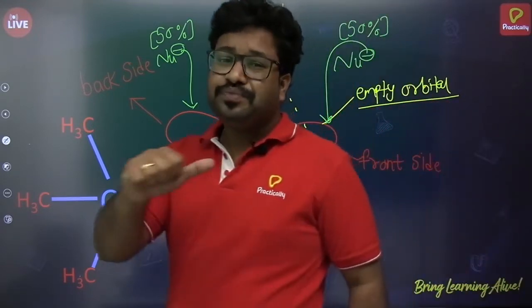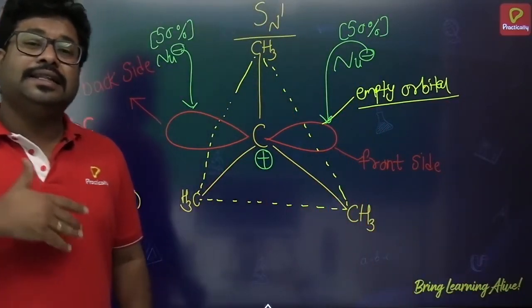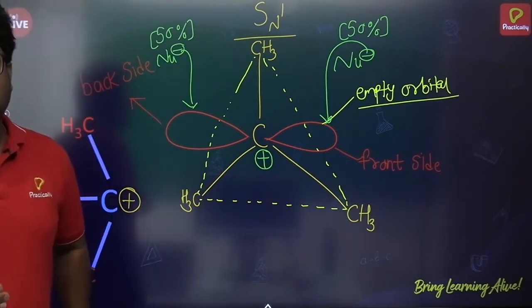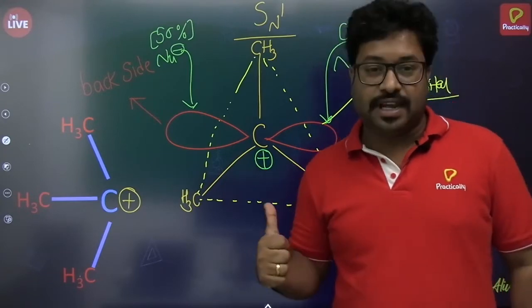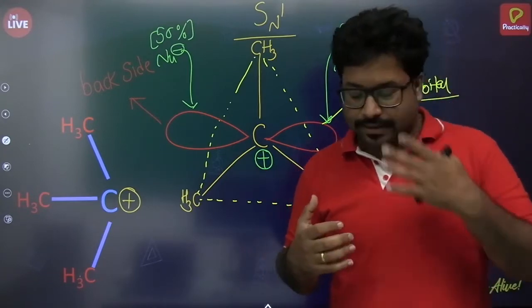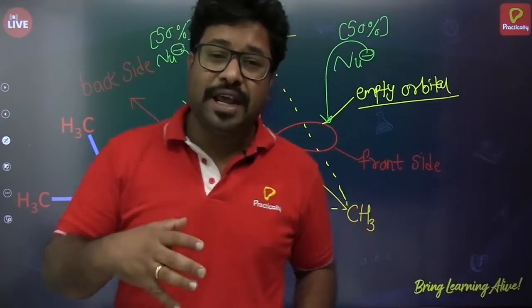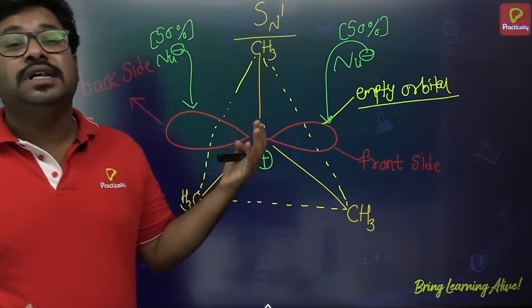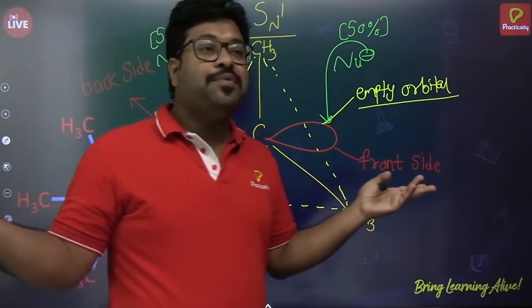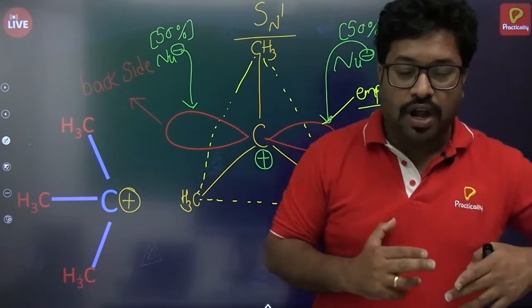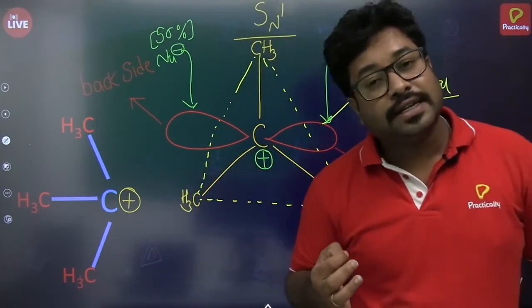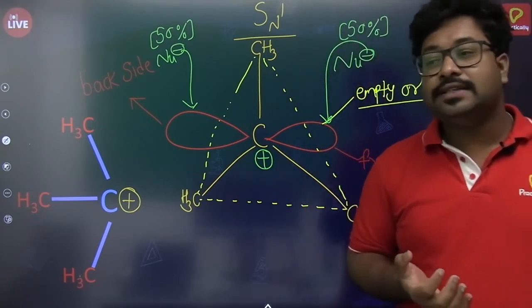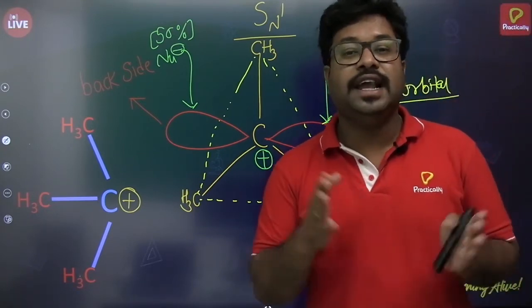Okay. So in this case, there is a half retention of stereochemistry, because half of the molecules attack from the front side and half the molecules attack from the back side. So there's a half retention and half inversion of configuration. Overall it is called racemization. Racemization means there is an equal formation of D and L isomer.